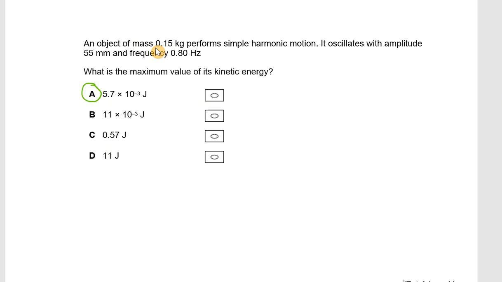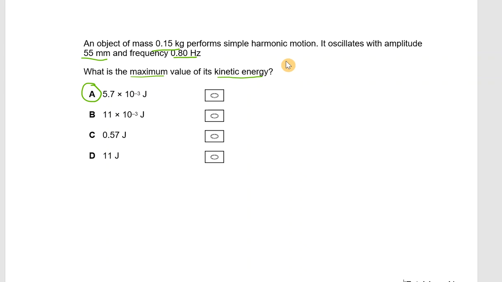So an object of mass 0.15 kilograms performs simple harmonic motion. It oscillates with an amplitude of 55 millimeters and a frequency of 0.8 hertz. What is the maximum value of its kinetic energy? Well, let's have a think.